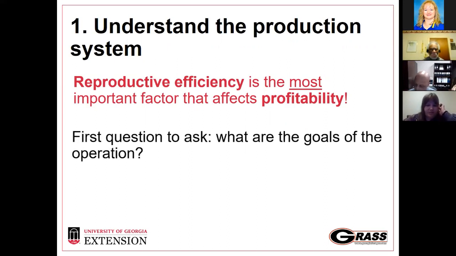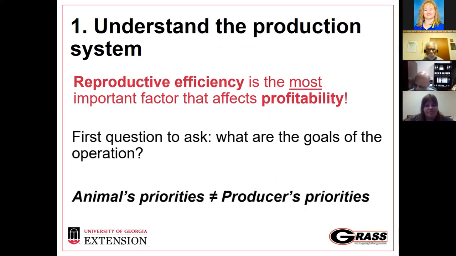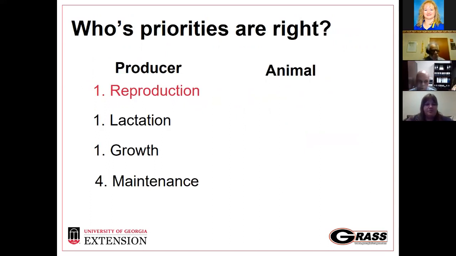And so the first question that we're always going to ask is, what are your goals of the operation? And while we keep that in mind, we also have to remember that the animal's priorities never align with the producer's priorities. The producer, when we say, what is your goal? They want to put a calf on the ground every year. They want that cow to lactate as much as possible. They want that calf to grow. And then at the end of all that, well, whatever she needs for maintenance, she can have that.